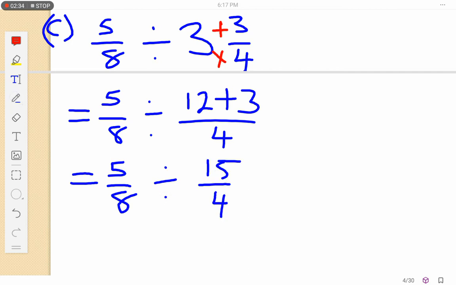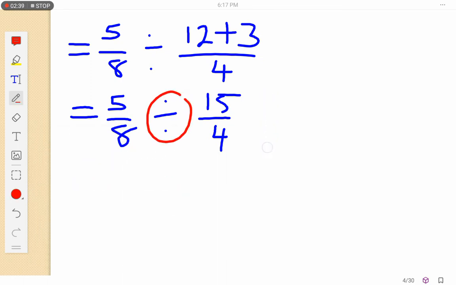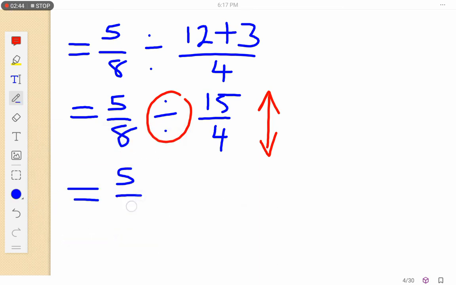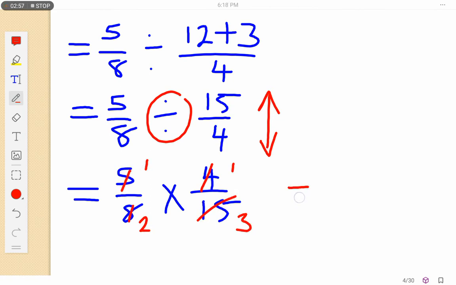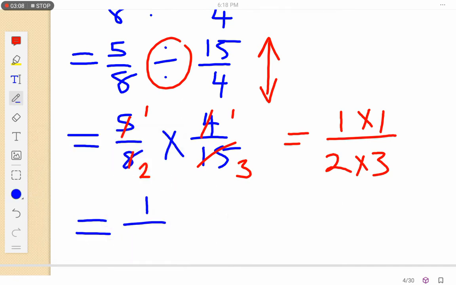Let's now convert this division sign to a multiplication and invert the second fraction. So I'll end up having 5 over 8 times 4 over 15. And we can divide now. 4 goes into 8, 2 times; 5 into 5, 1; 5 into 15, 3. So I now have 1 times 1 over 2 times 3, we get 1 over 6. So this is our final answer there.